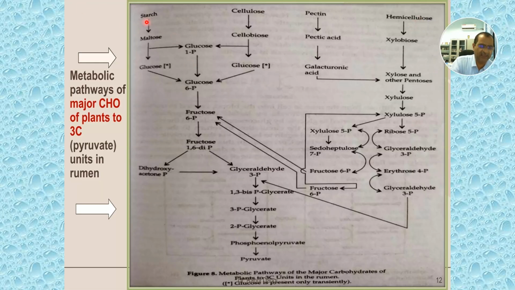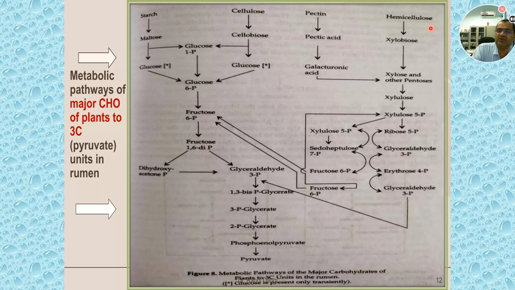Usually the food of the animals contains starch, cellulose, pectin, and hemicellulose. These are the four common ingredients which are going to produce the carbohydrates. For example, the starch is converted to maltose, maltose is converted to glucose, glucose is converted to glucose 6 phosphate, and it is converted to fructose 6 phosphate. Fructose 6 phosphate is converted to 1,6 fructose diphosphate.